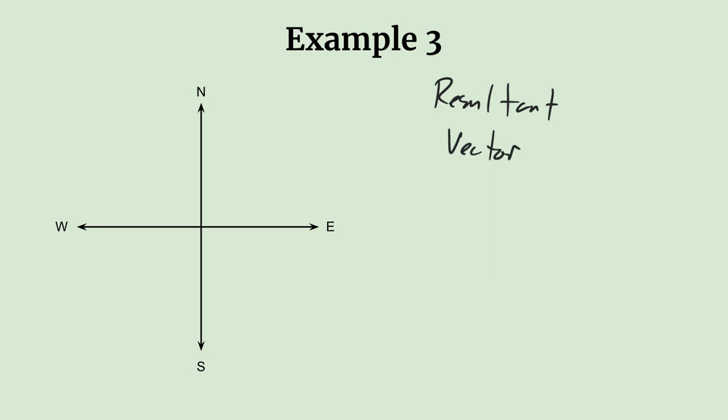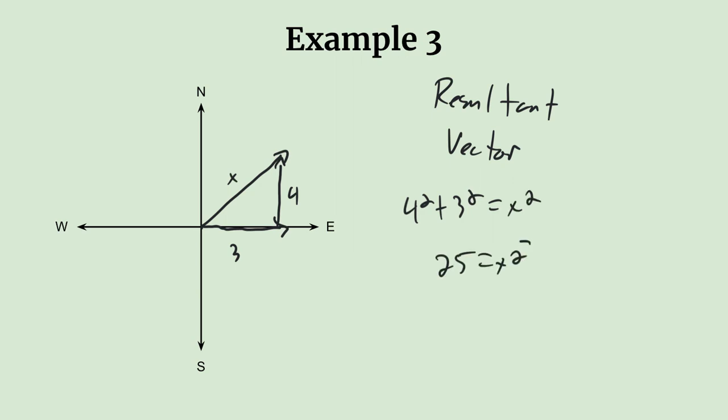So if we look at this triangle here, where this vector is 4, the x vector is 3, and then components, and then the resultant here would be 4 squared plus 3 squared equals x squared. 25 equals x squared. Take the square root of both sides. We get x equals plus or minus 5, but here we know it's positive because this and this are both positive. So x equals 5.